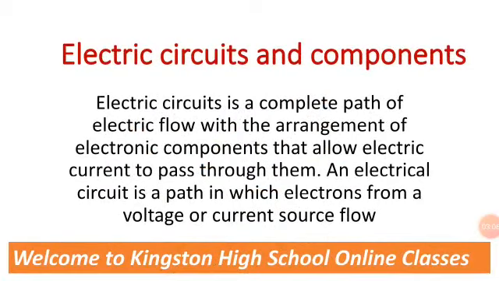We say that an electric circuit is a complete path of electric flow with the arrangement of electronic components that allow electric currents to pass through them. So it means that in electric circuits, all the components are conductors. They allow currents to pass through them. An electric circuit is a path in which electrons from a voltage source or a current source flow.